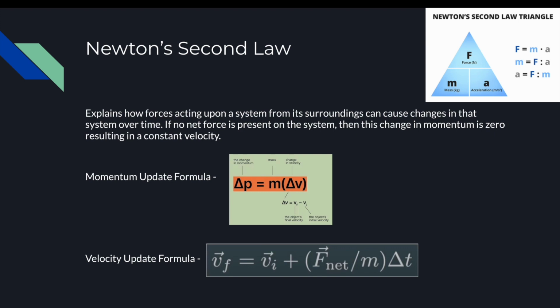And by deriving this equation, we can get two ones that we will be using today, being the momentum update formula, which is the change in momentum equals the mass times the change in velocity, as well as the velocity update formula, which is seen at the bottom as well.